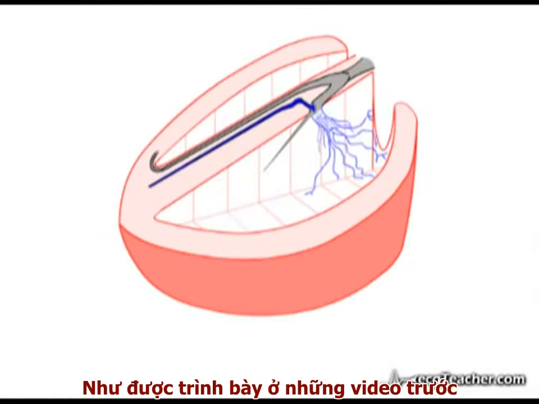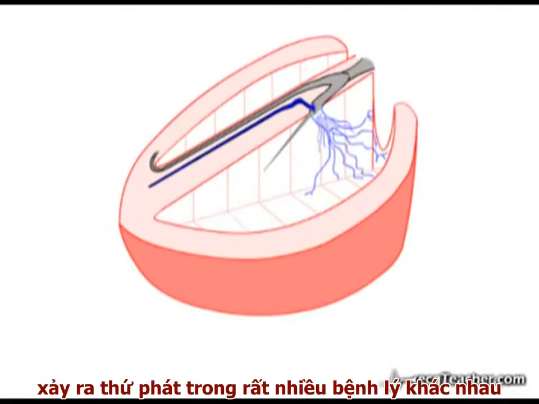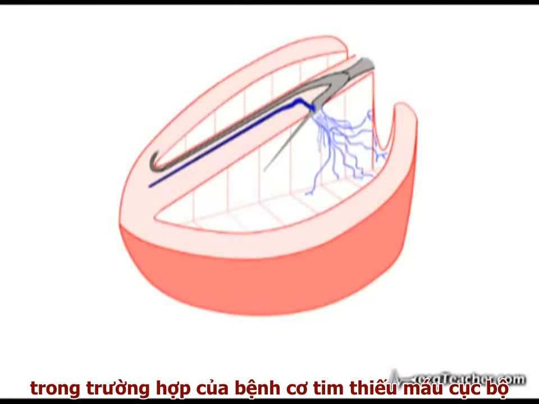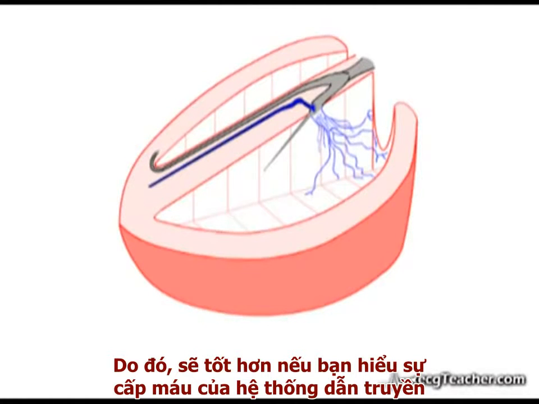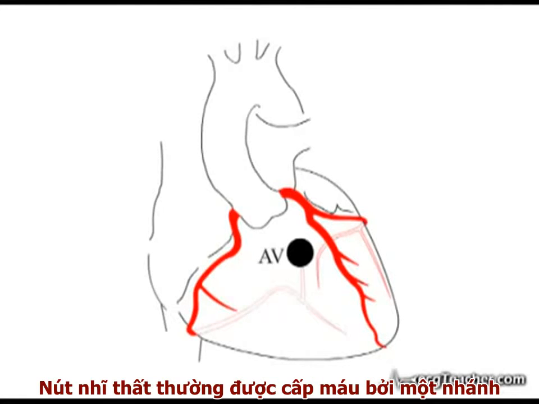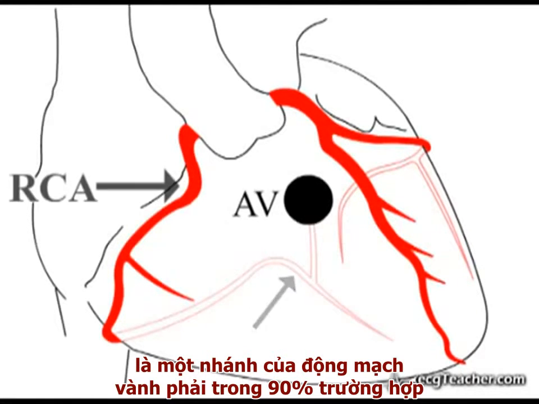As outlined in earlier videos, damage to components of the conducting system occurs secondary to many different pathologies. However, you will commonly encounter conducting system dysfunction in the setting of ischemic heart disease, and therefore it is worth knowing a little bit about the blood supply of the conducting tissues. As shown here, the AV node is usually supplied by a branch of the posterior descending artery, which is itself a branch of the right coronary artery in 90% of individuals.